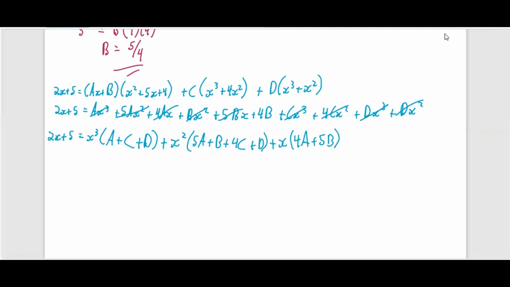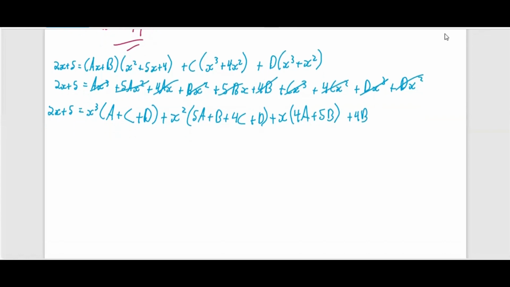And then the constants, where we have plus 4b crossed out, and that is all, everything crossed out. So that means we have accounted for everything that we need to account for. Right? So nice. So now we could do a little bit of manipulation.